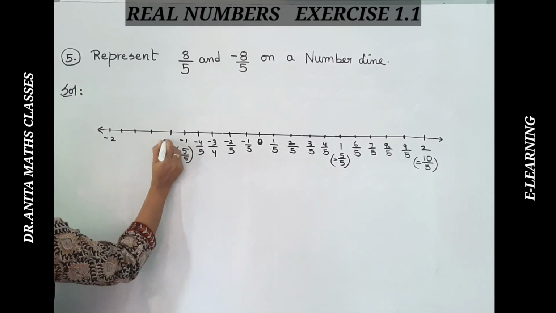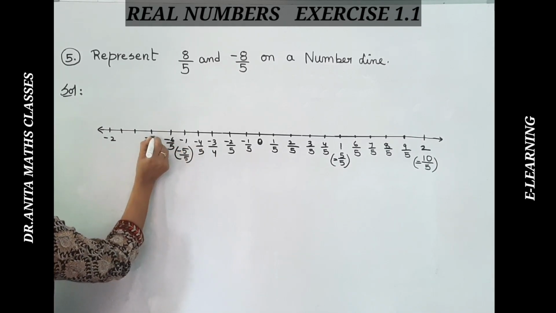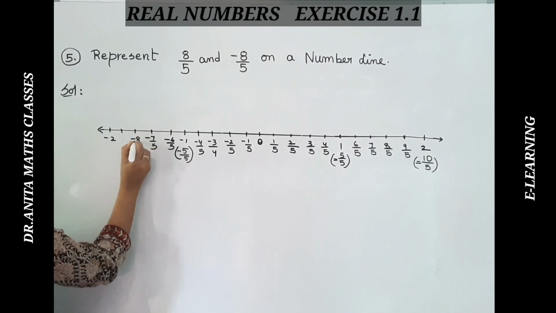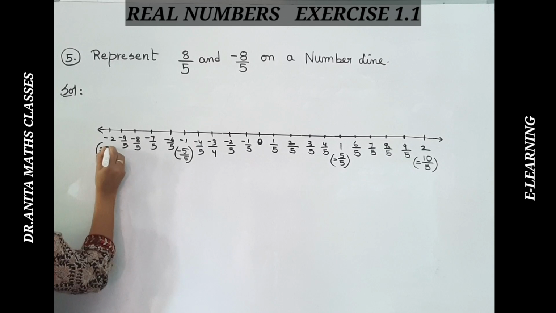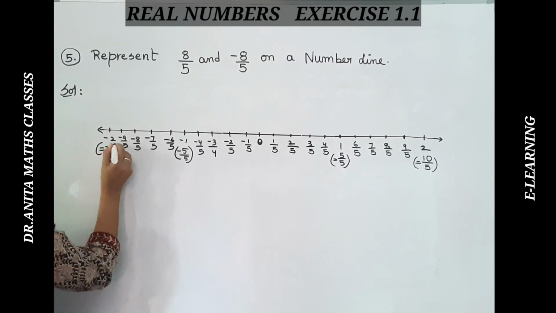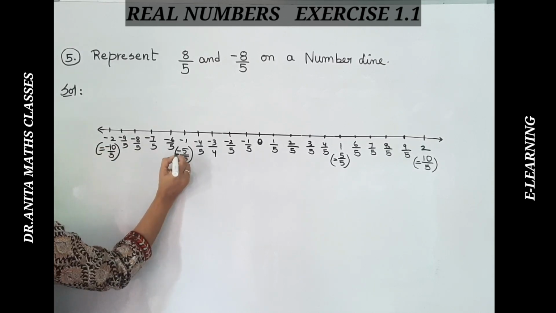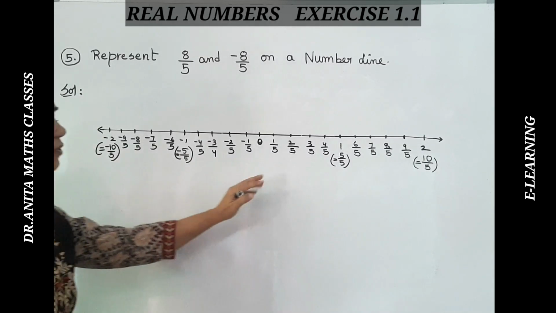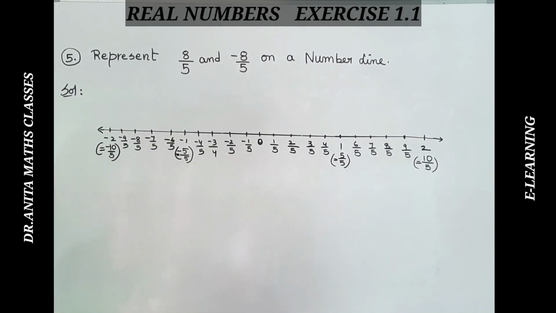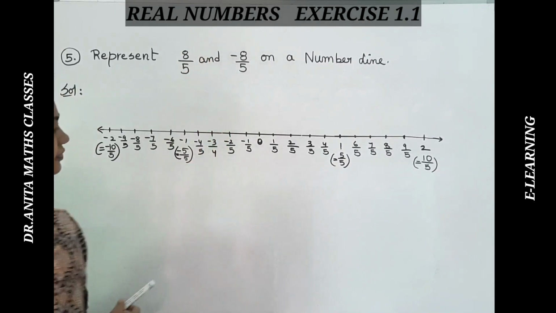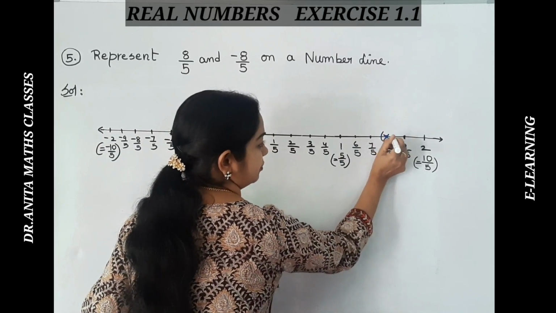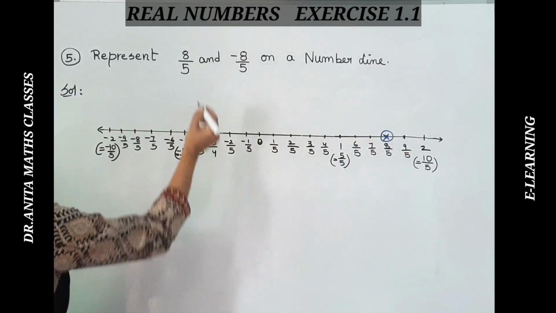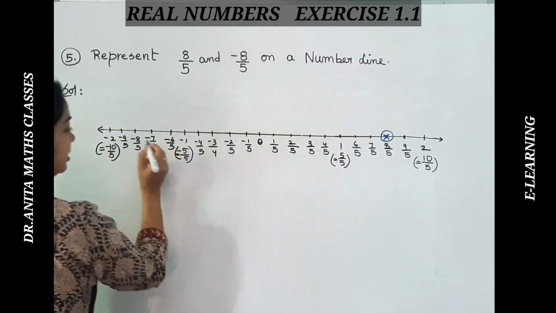The 5 gets cancelled. Minus 6 over 5, minus 7 over 5, minus 8 over 5, minus 9 over 5, and minus 10 over 5, which is minus 2. Here what I did was segment into 5 parts because of the denominator. Now we will represent 8 over 5. Here 8 over 5 is clearly this part, positive 8 over 5, and minus 8 over 5 is to this side of the 0, that is this part.